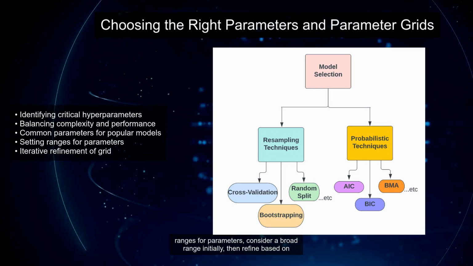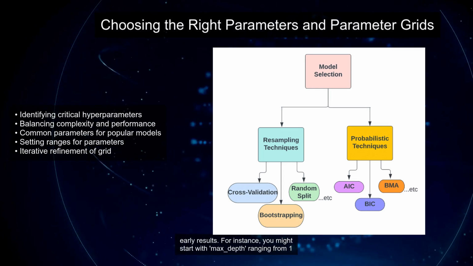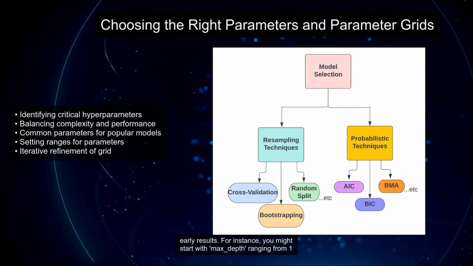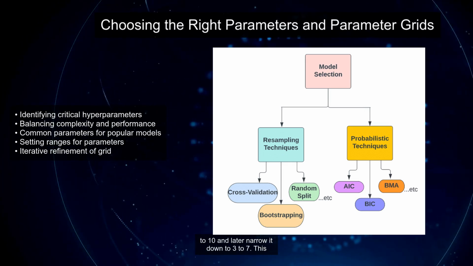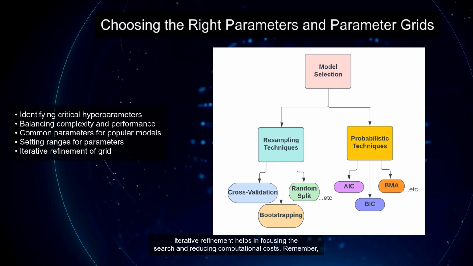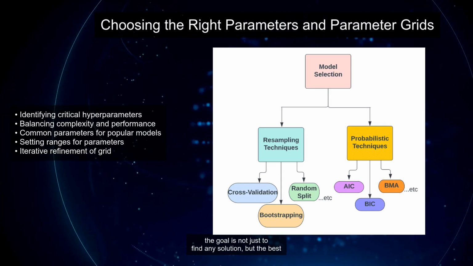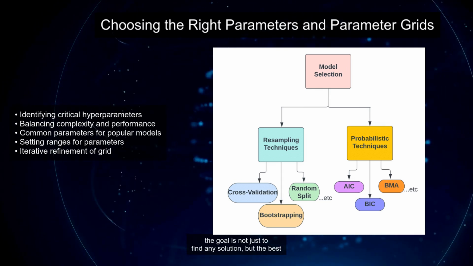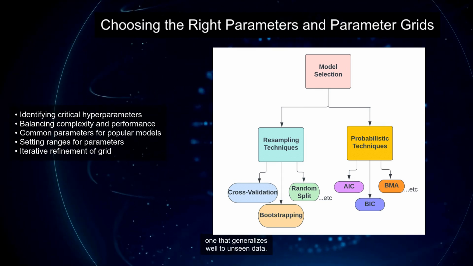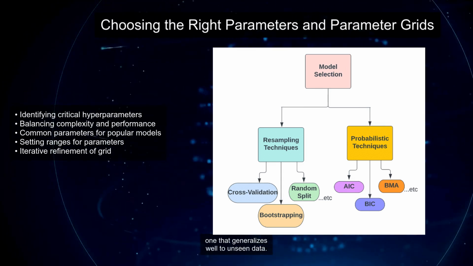When setting ranges for parameters, consider a broad range initially, then refine based on early results. For instance, you might start with max_depth ranging from 1 to 10 and later narrow it down to 3 to 7. This iterative refinement helps in focusing the search and reducing computational costs. Remember, the goal is not just to find any solution, but the best one that generalizes well to unseen data.